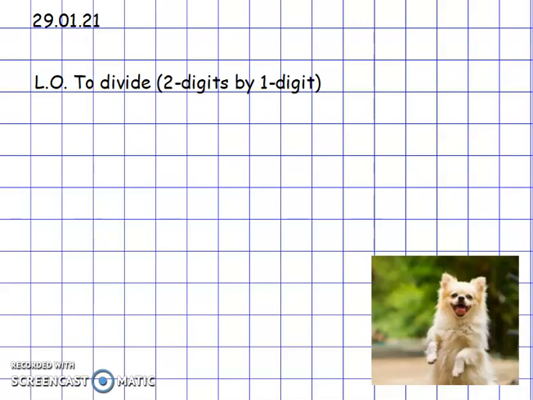Give yourself time to write today's short date and the learning objective to divide 2 digits by 1 digit. Here's a little dog to make you smile this morning. I hope you're feeling as happy as he is. Press play when you're ready to start your learning.